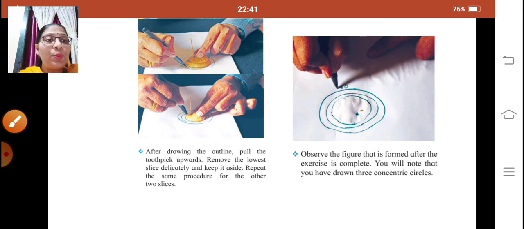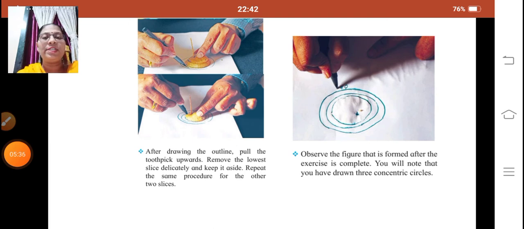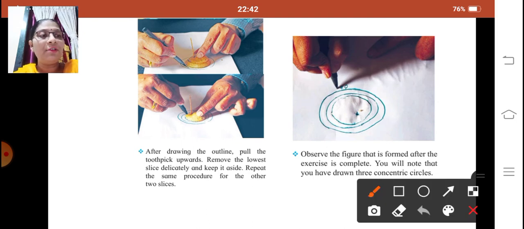You will note that you have drawn three concentric circles. Yes, so we can see that we have drawn three concentric circles. So what do you mean by concentric circles? Concentric circles means where the center is the same. In this figure you can see we have drawn three circles, so the center will be here for all the three circles. So circles which have a common center are called concentric circles.